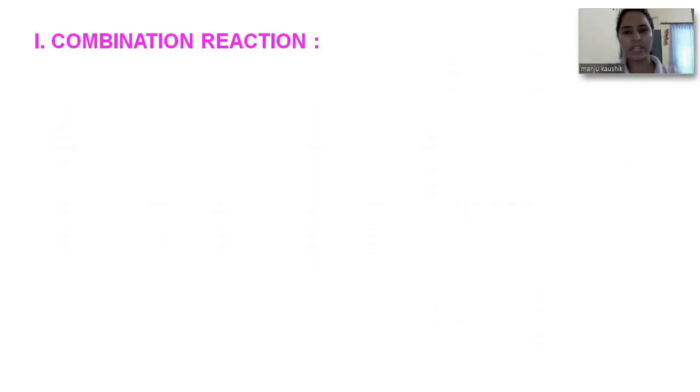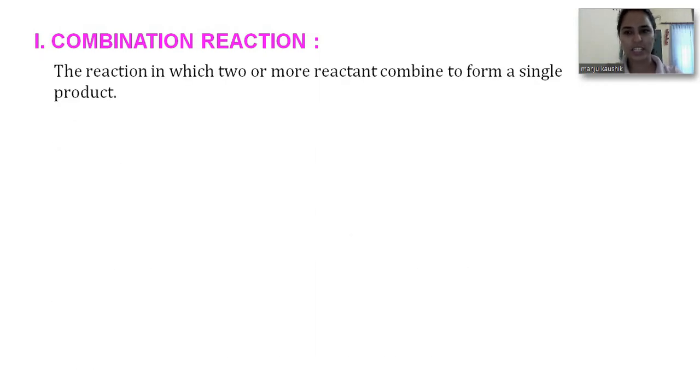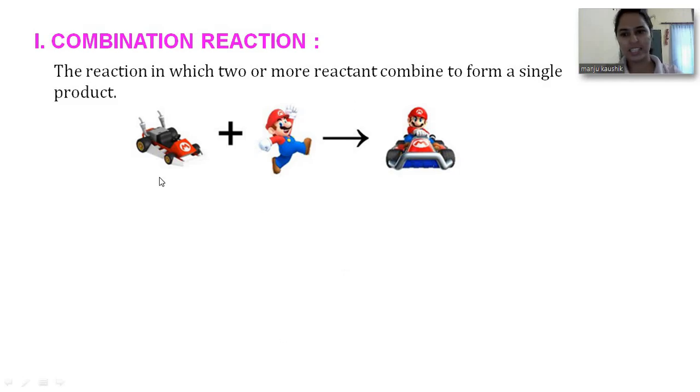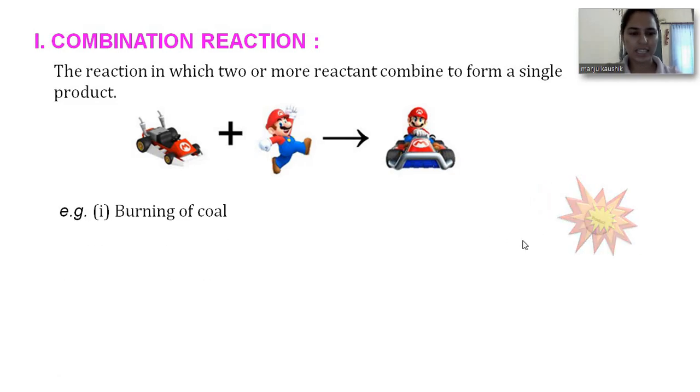Students, what is a combination reaction? A combination reaction is a reaction in which two or more reactants combine to form a single product. See, as you can see in this picture, there is a car and the driver of the car combines and they form a product. This is a very funny image just to make you understand how two reactants combine to form a single product. So, let's take another example. See, as you can see in this picture, A and B collide and they form a product.